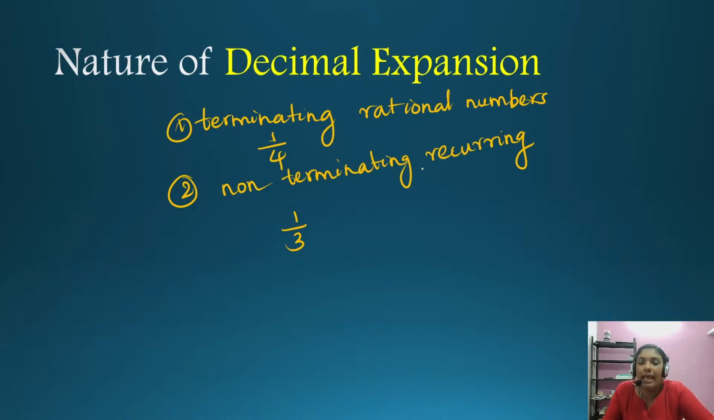So non-terminating and recurring. And for now, I will just tell you the nature of decimal expansion of irrational numbers. They are non-terminating and non-recurring. They won't terminate and they won't recur. Okay, so when we discuss irrational numbers, we will get back to that session. So for today, let's wind up. Okay, so what we have discussed about rational numbers: the definition, then properties, operations, then some terms related to rational numbers, then finally the nature of decimal expansion of rational numbers.